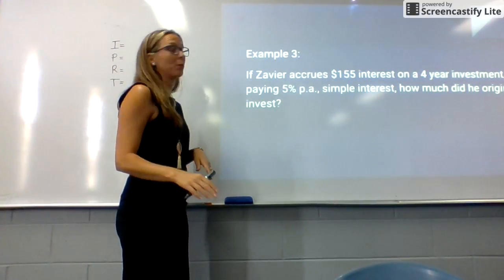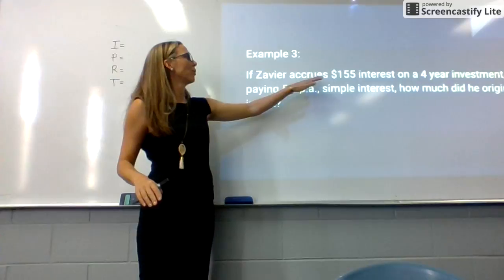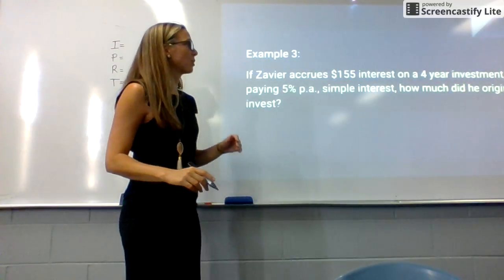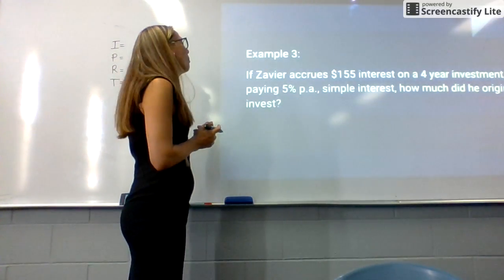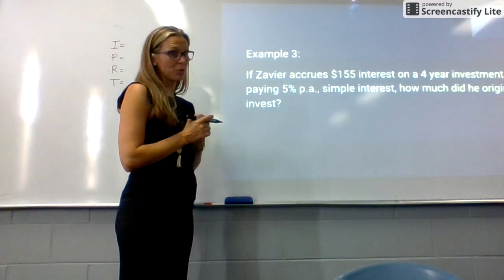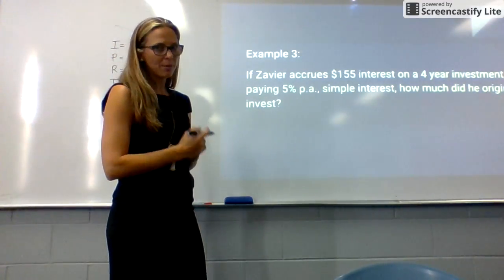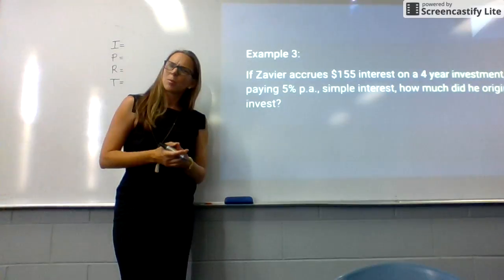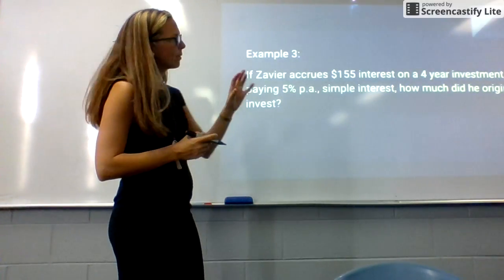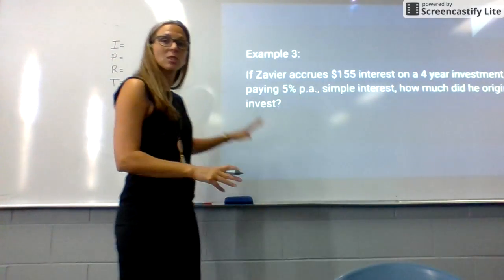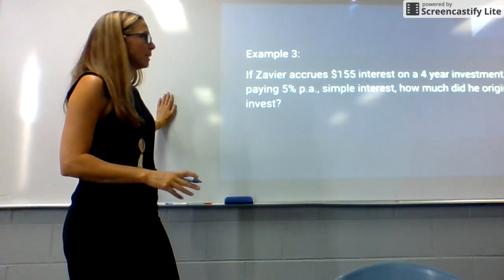Here we go with example 3. If Xavier accrues $155 interest on a 4-year investment, paying 5% per annum, simple interest, how much did he originally invest? Now, sometimes when we get a question like this, there's quite a lot of information. The best way to go is just to start by writing things down.